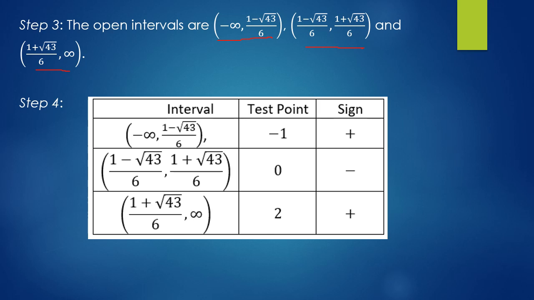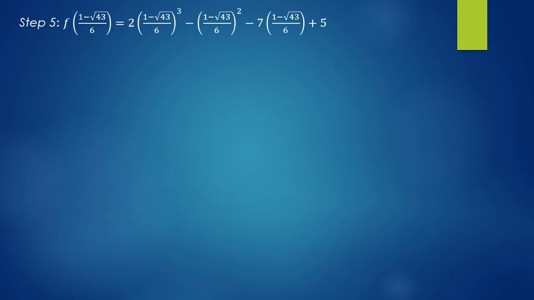So if we substitute to the first derivative, negative 1, we get a positive. If we substitute 0 to the first derivative, we get a negative. And if we substitute 2 to the first derivative, we get a positive. So we have increasing, decreasing, increasing.